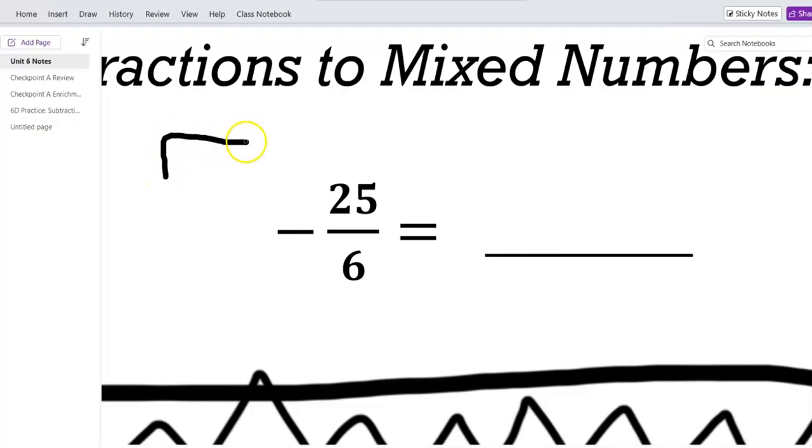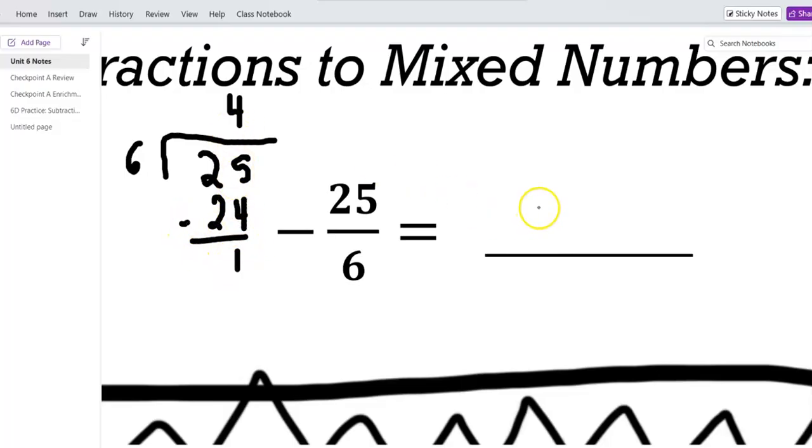Alrighty, so if you paused the video and did this next one, you'd have 25 on the inside. You'd have 6 on the outside. 6 cannot evenly go into 2, but it can go into 25 4 times. Which 6 times 4 is 24. Subtract those, and we have a remainder of 1.